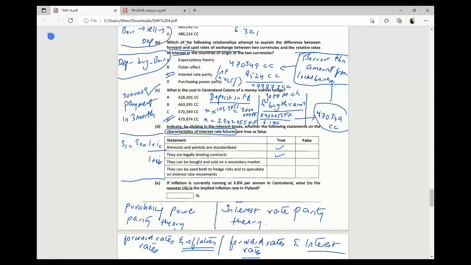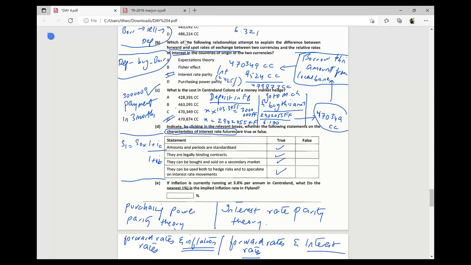They can be bought and sold on the secondary market. Secondary market means you can sell this to someone else. Yes, a future can be sold to someone else. A forward contract cannot be sold to someone else. They can be used to both hedge as well as speculate. Yes, futures can be used to hedge as well. And people who like betting and speculation, they can use that as well.